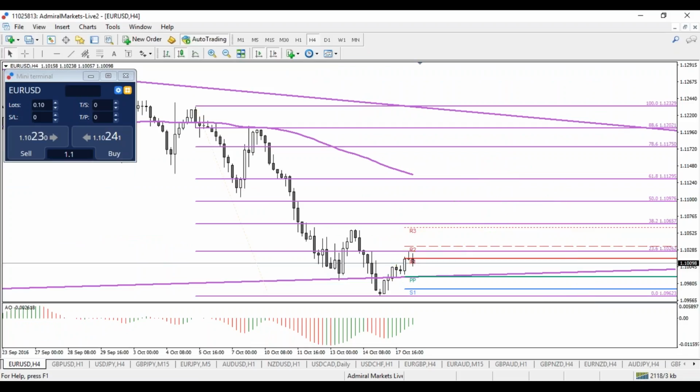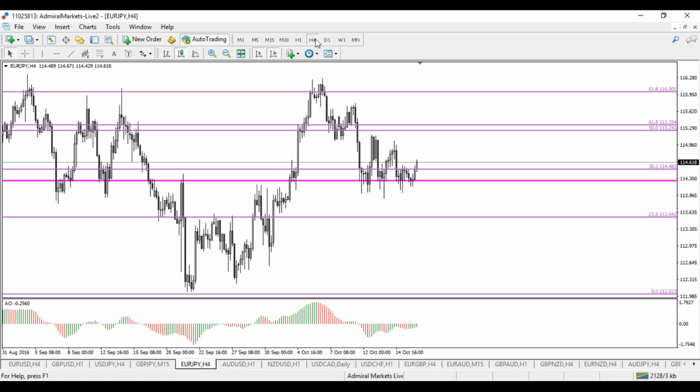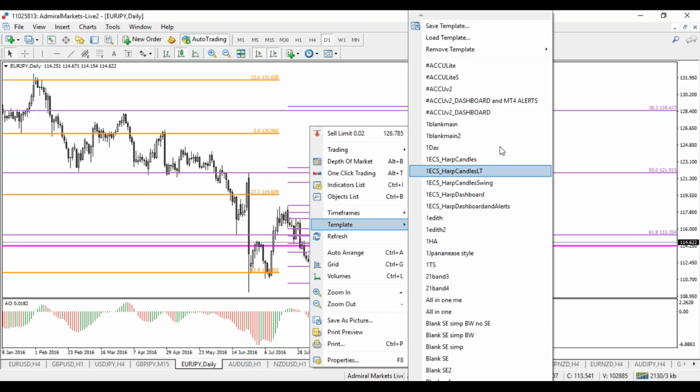Let's take a look at euro yen. Bob wanted to take a look at euro yen. We'll do that right now. So we got a lot of fibs here. Let's clean up for the moment.